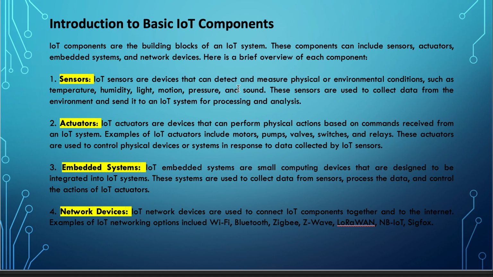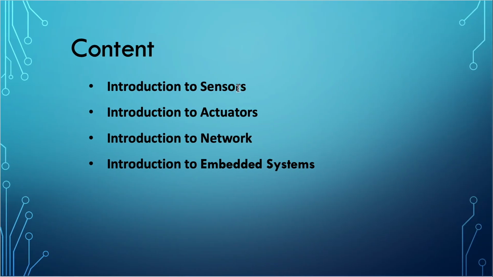Three of the components, sensors, actuators, and embedded systems, are physical components, and we can see them in the physical layer or the perception layer. Then we have the network component, which we can use to connect these sensors and actuators with the embedded system, plus the whole networked embedded system to the internet, right?